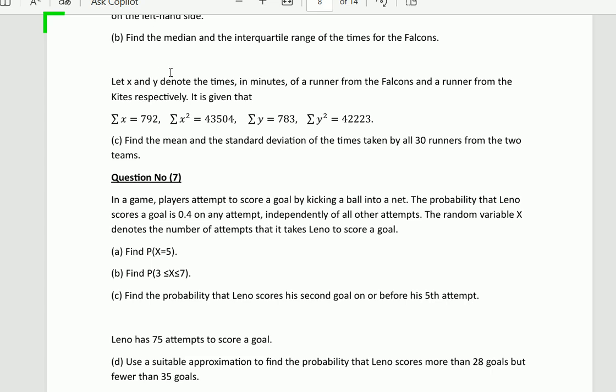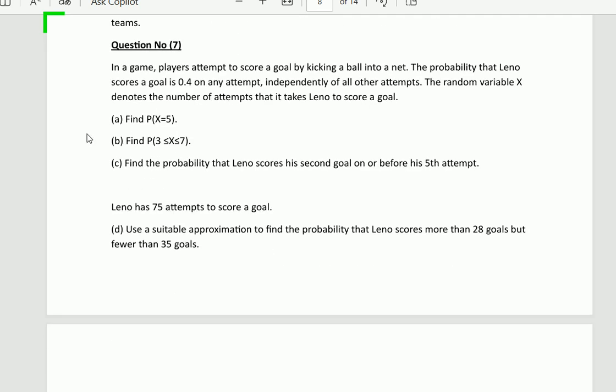Let x and y denote the times in minutes of the runner from the Falcons and the runner from the Kites respectively. It is given that summation x equals 792, summation x squared equals 43504, summation y equals 783, summation y squared equals 42223. Part C, find the mean and the standard deviation of the times taken by all 30 runners from the two teams.